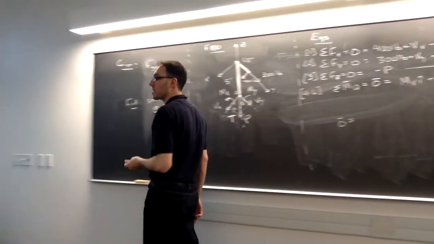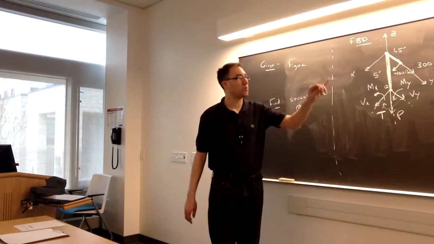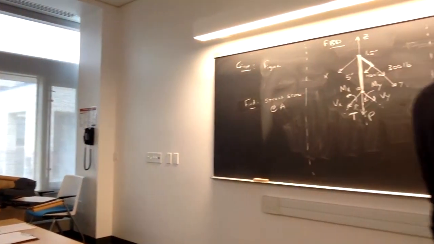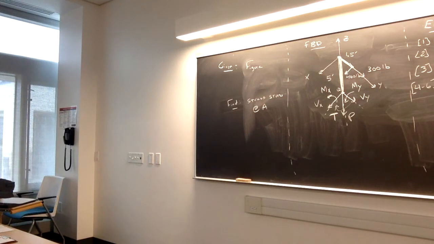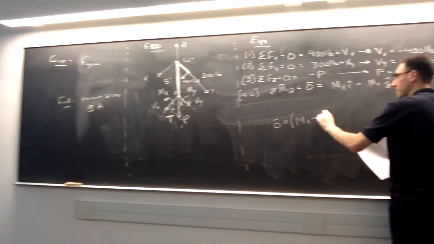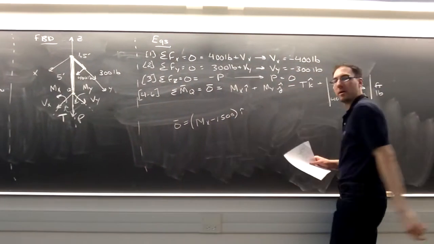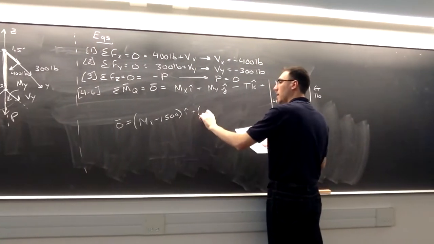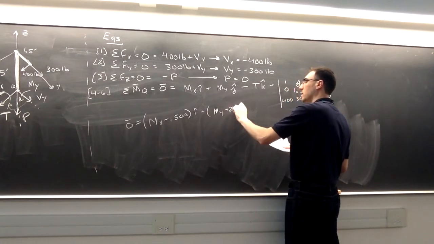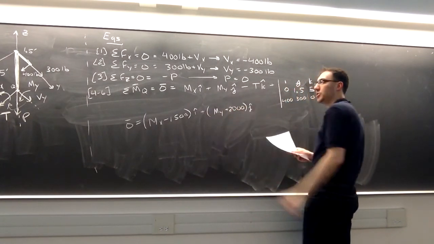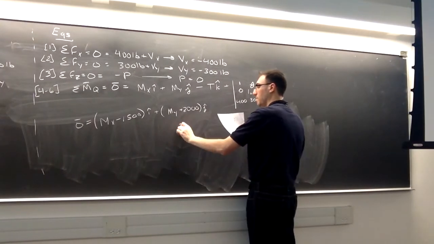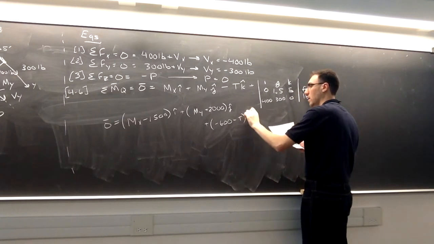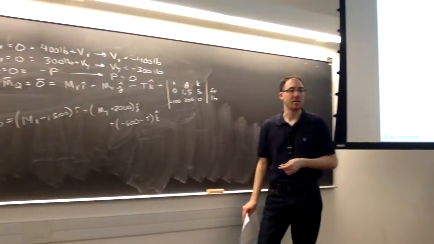I expand that cross product as we did before. I group all my i terms, j terms, and k terms. So if I group all my i terms together, I get Mx minus 1500 as my i hat components, My plus 2000 are my j hat terms, and negative 600 minus T are my k hat terms.